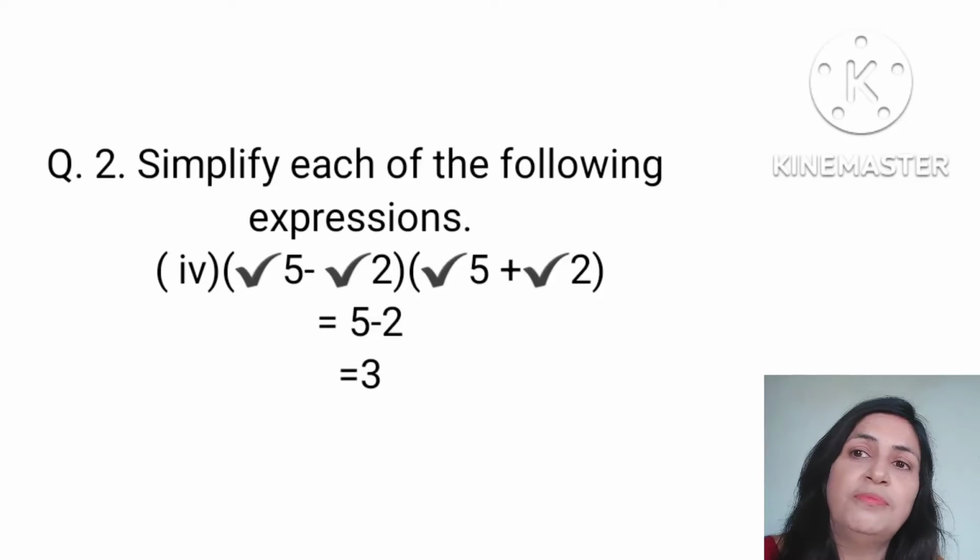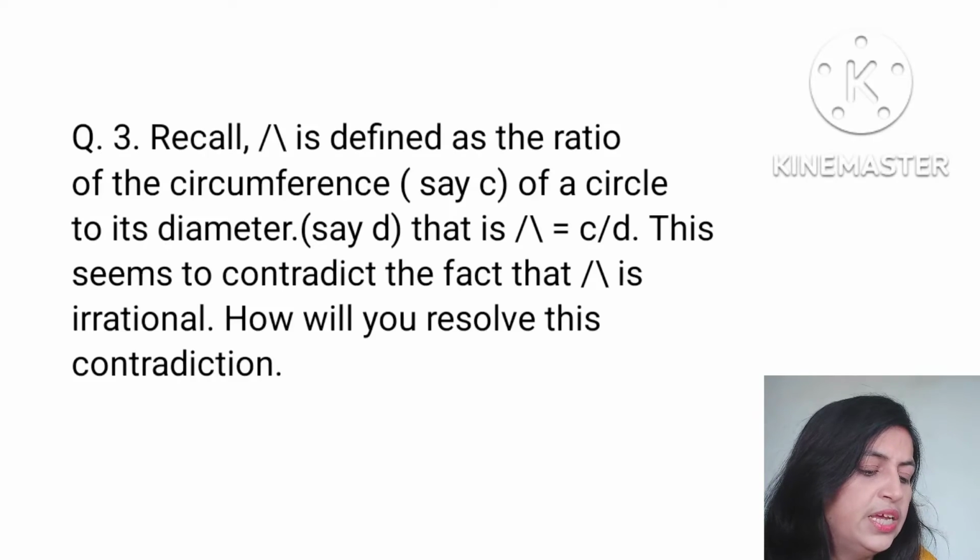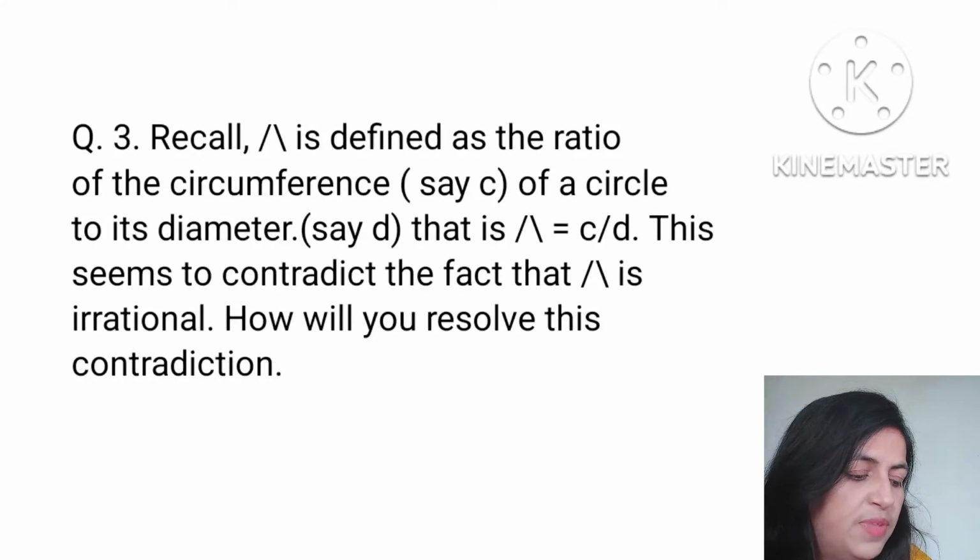Now question number 3. Recall pi is defined as a ratio of the circumference, say C, of a circle to its diameter, say D, that is pi is equal to C by D. This seems to contradict the fact that pi is irrational. Now how will you resolve this contradiction?